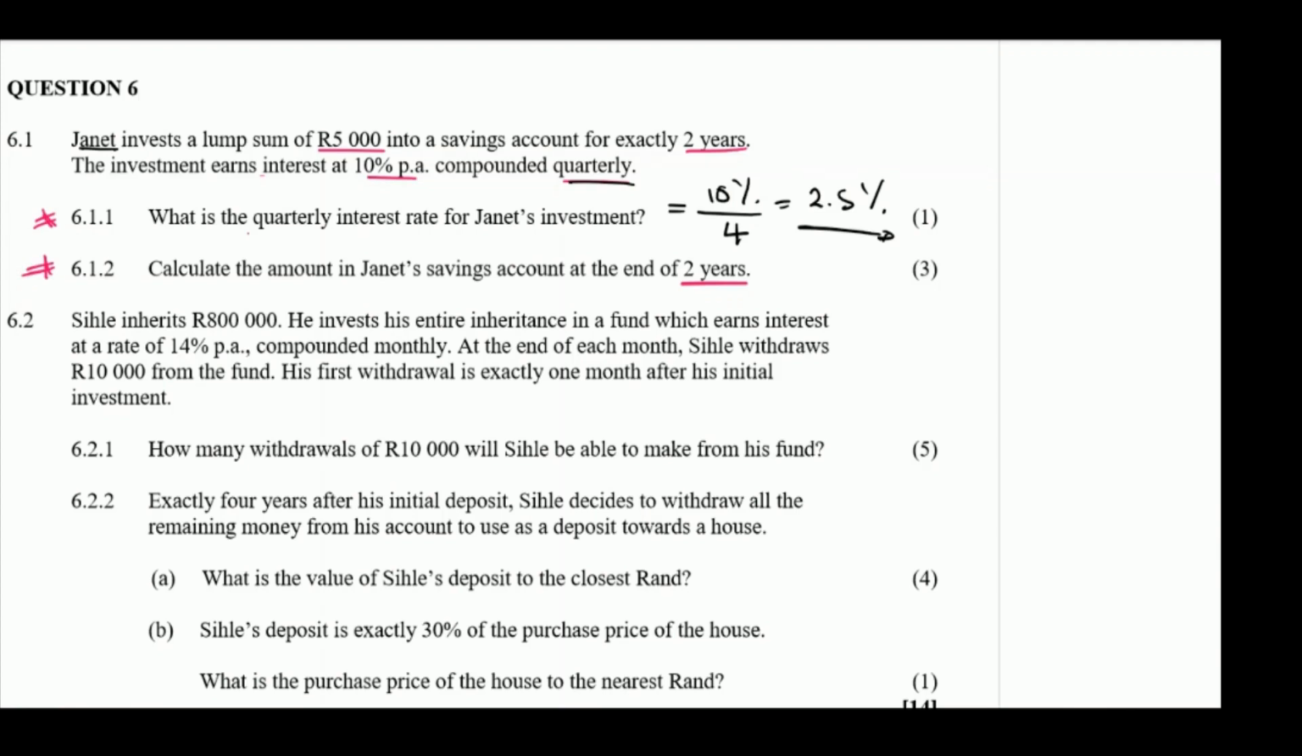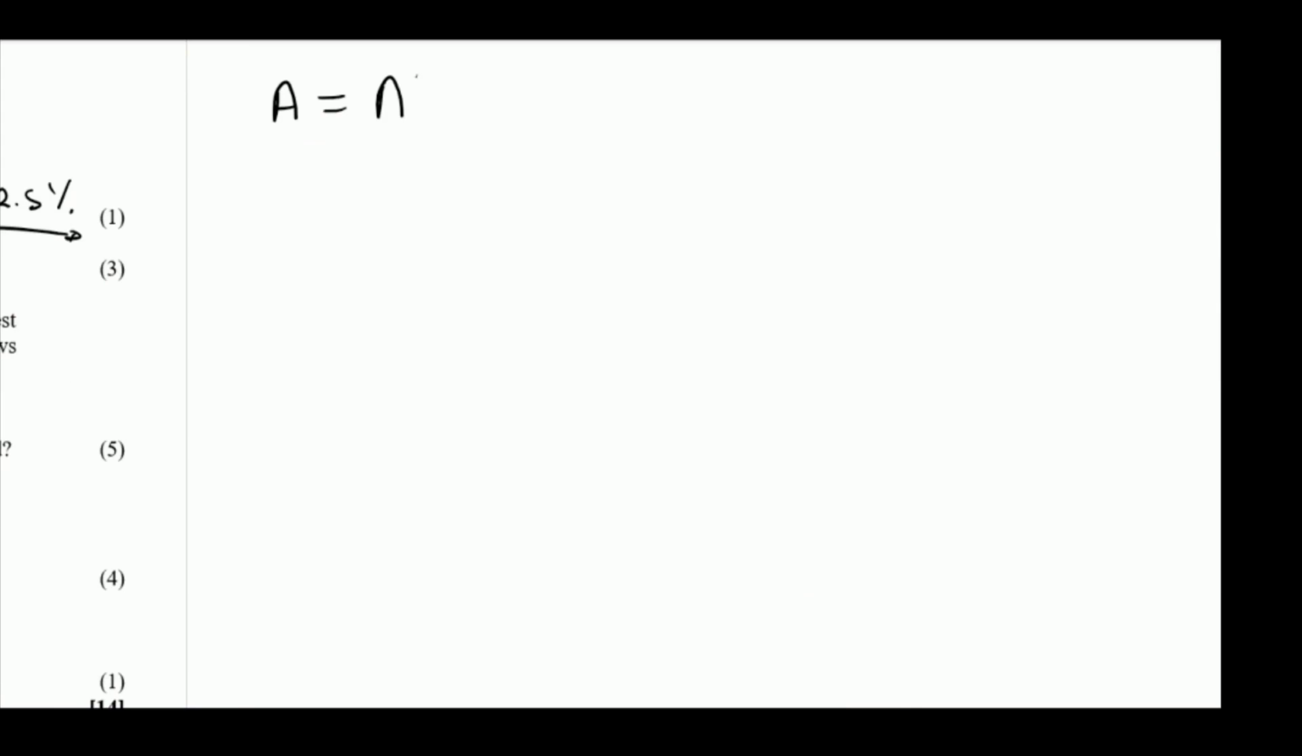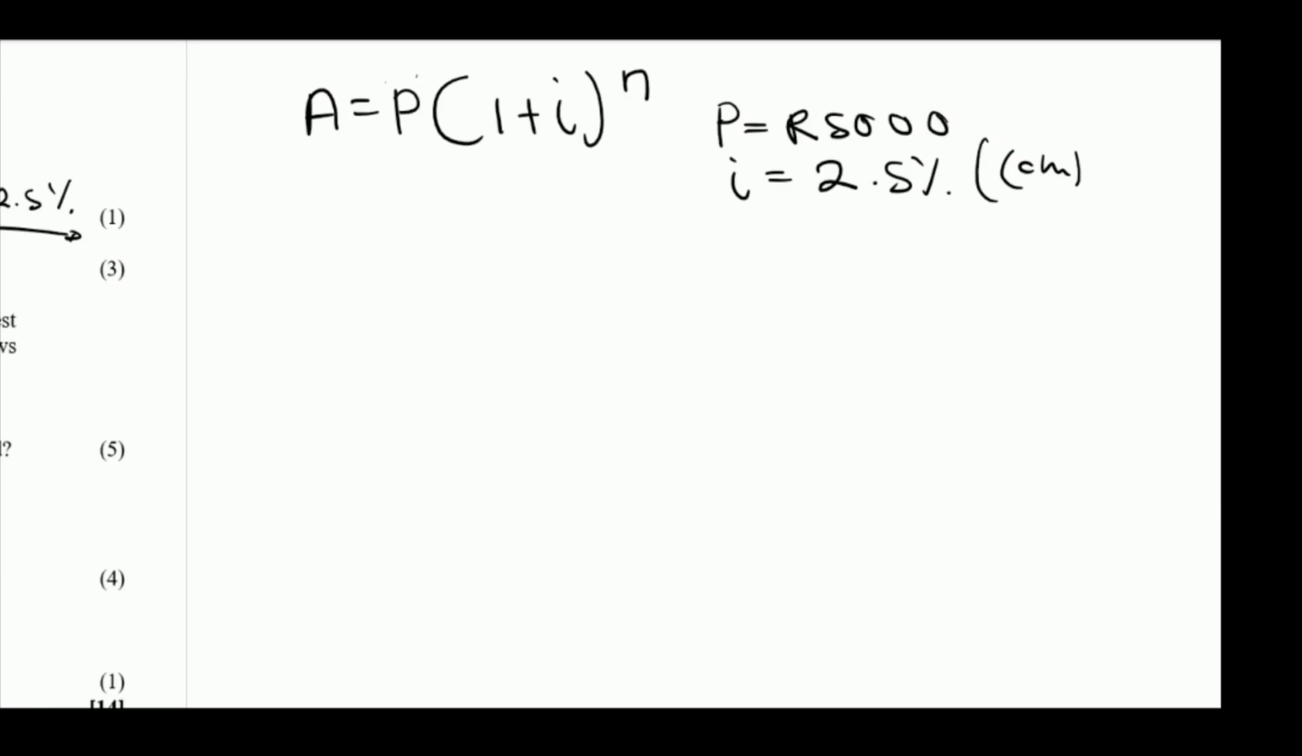So what we can do is write it here. We know we are using a compound formula. A is equal to P into 1 plus i to the power n. And P is the investment of Janet in her savings account, which is 5,000 Rand. And the interest rate, we just stated that it's 2.5%. Why? Because it's compounded quarterly, and n is equal to 2 years. So you're going to say 5,000 into 1 plus 2.5% to the power of 2 years.